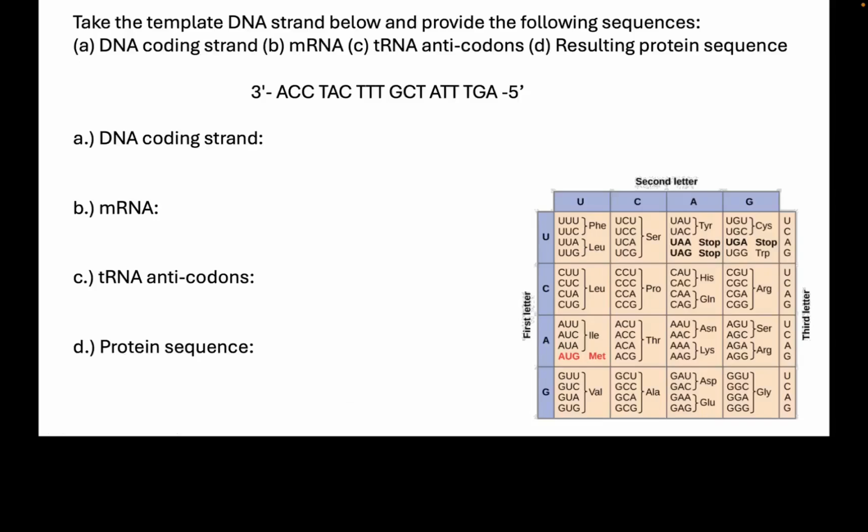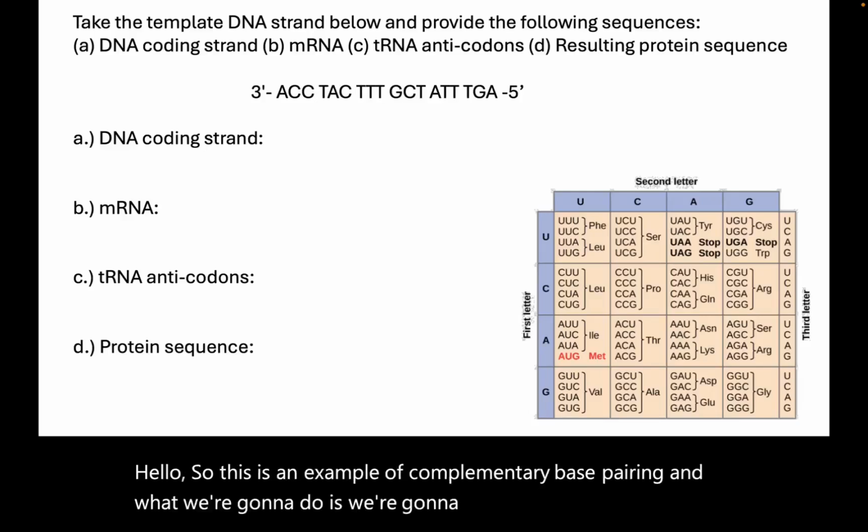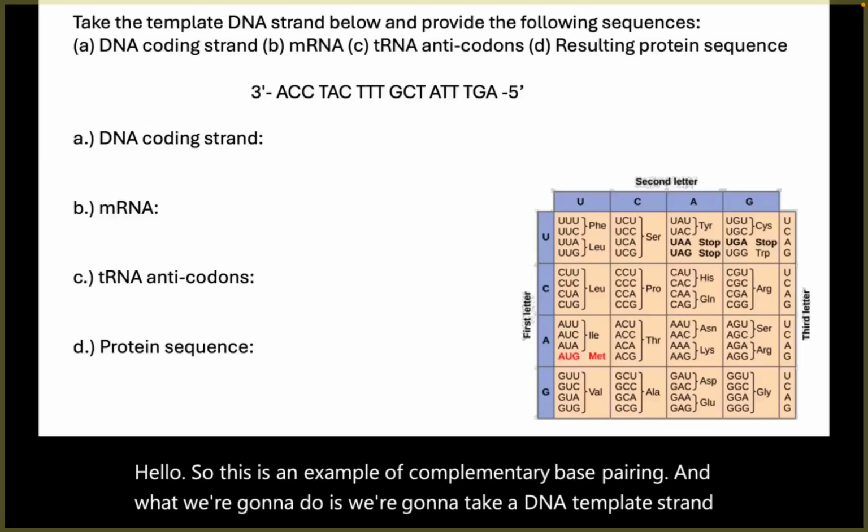Hello. So this is an example of complementary base pairing. What we're going to do is take a DNA template strand, which you can see right here, and make the following sequences off of it. We're going to make our DNA coding strand sequence, our messenger RNA sequence, our tRNA anticodon sequence, and protein sequence from that.